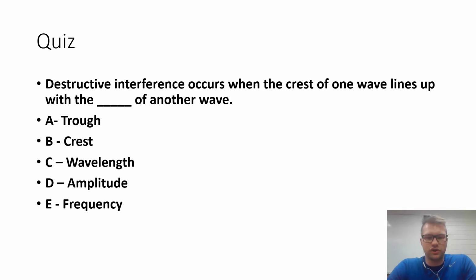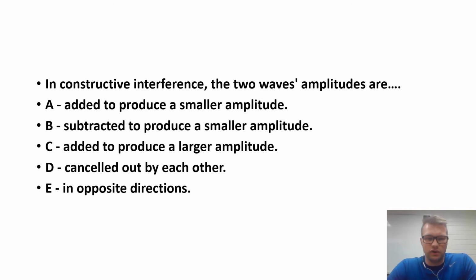So I have a couple of quiz questions for you guys just to make sure we're understanding this. The first one is, destructive interference occurs when the crest of one wave lines up with blank of another wave. So in destructive interference, the crest is lining up with the trough of another wave, so A. Another quiz, in constructive interference, the two waves' amplitudes are blank. Take a couple seconds. So in constructive interference, the two waves' amplitudes are C, added to produce a larger amplitude.